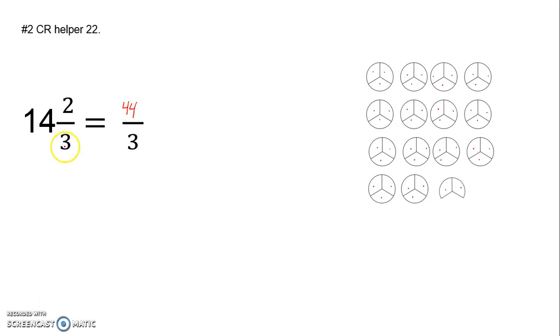You do 3 times 14 plus 2. So let's go through the process. If you want to rewrite 14 and 2/3 as some number of thirds, you do 14 times 3. 3 times 4 is 12.